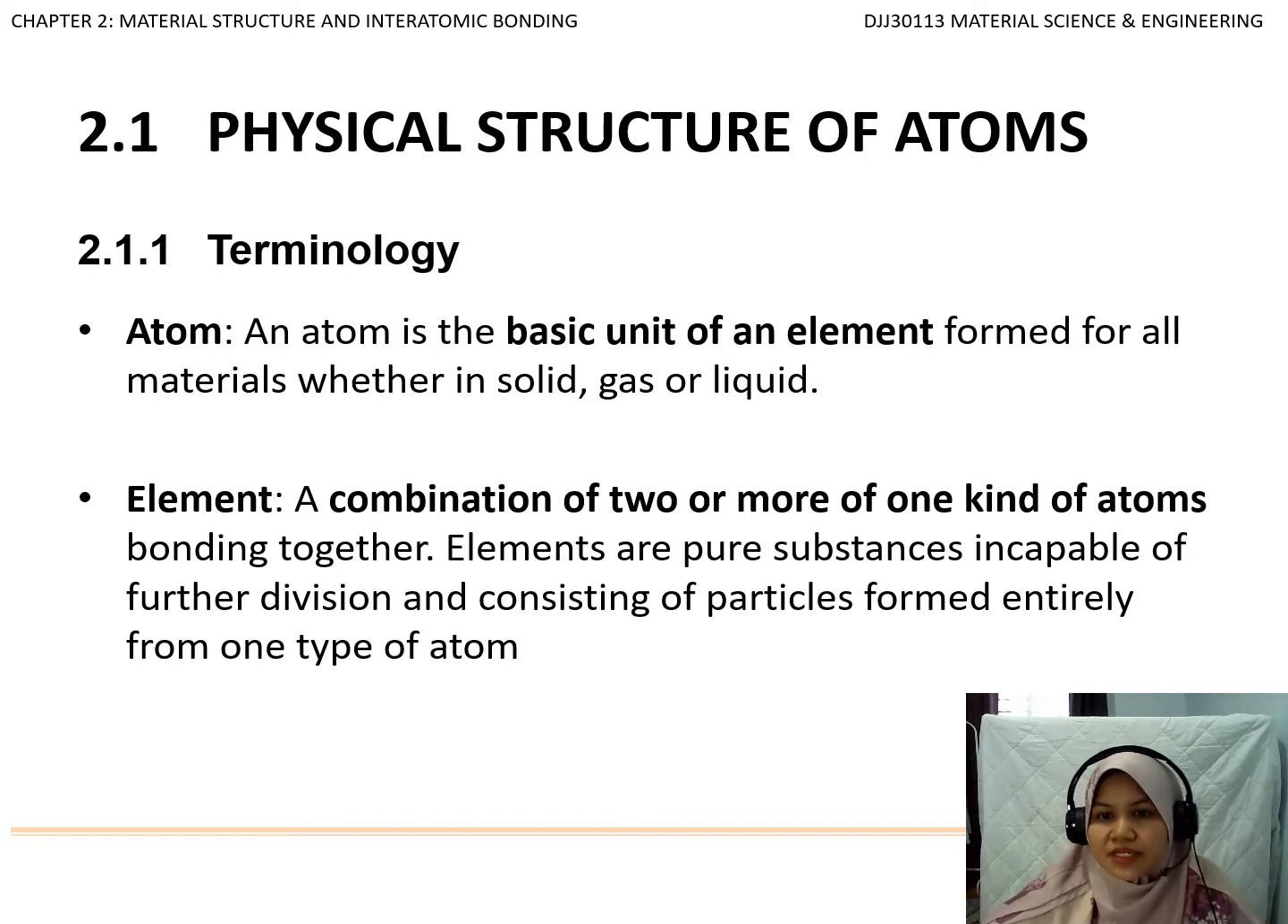Atom is the basic unit of an element. Form for all materials, whether in solid, gas or liquid. The basic unit of an element. So element, what is element? Element is a combination of two or more of one kind of atoms bonding together. Element ni dia adalah kombinasi antara dua ataupun lebih jenis atom yang diikat bersama. Elements are pure substances incapable of further division and consisting of particles formed entirely from one type of atoms.